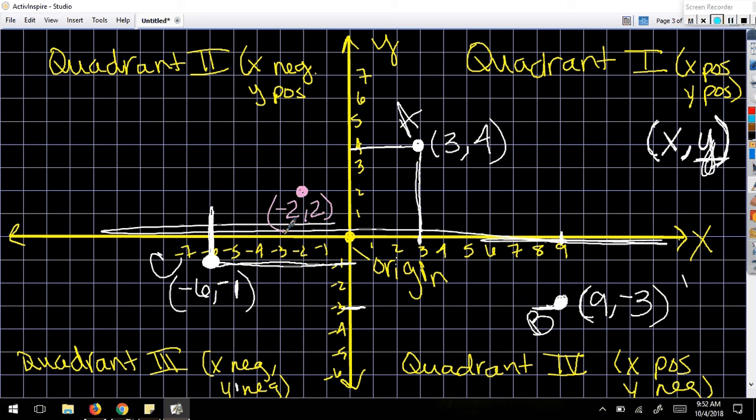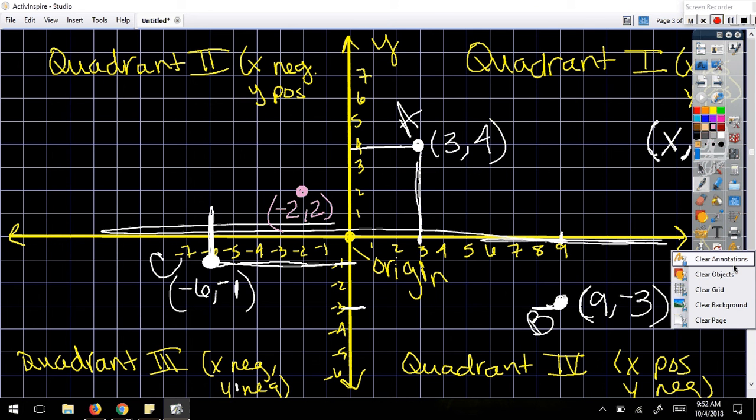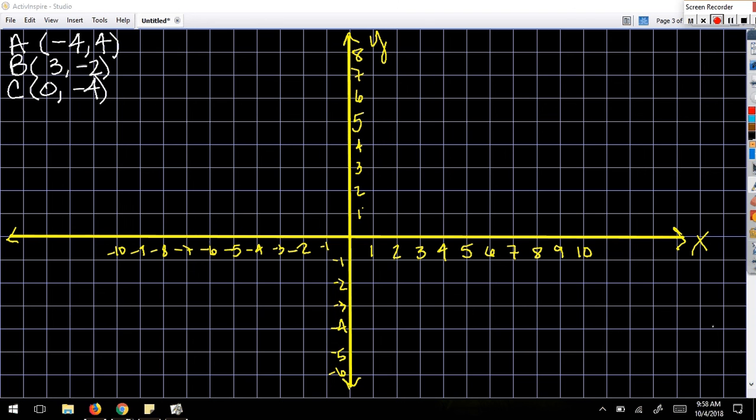All right. So now let's take this information and do something else with it. It's going to clear everything but the grid for me. So how you gonna know the points? We're going to do something different. It wants to clear them. All right. Plot points A, B, and C.